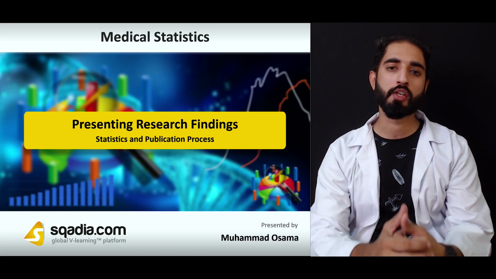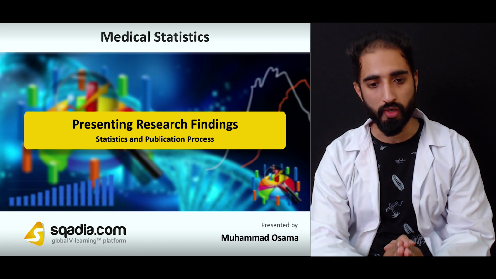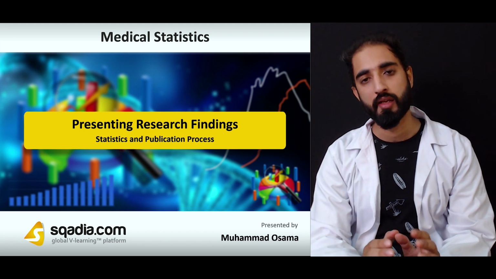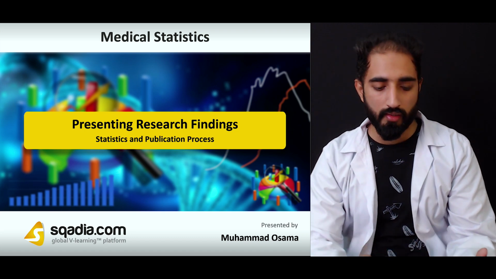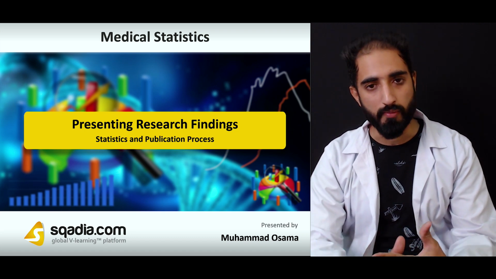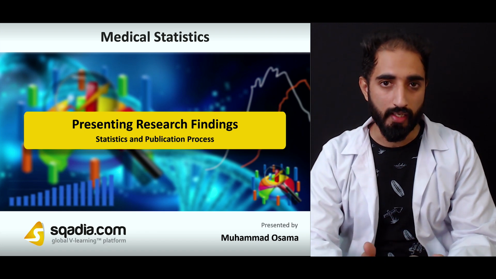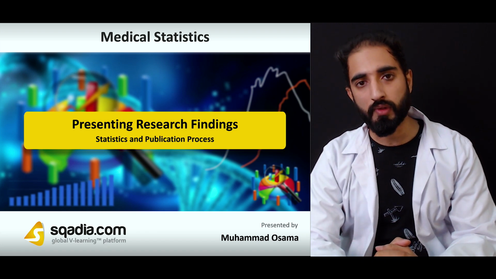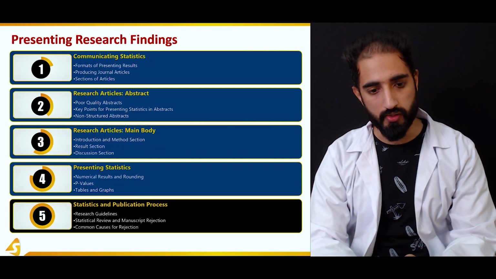Okay, here we are at section number 5 of presenting research findings, in which we're going to talk about the statistics and publication process. So we have reviewed the abstract, the body of the manuscript, and how to present our statistics in a manuscript. Now we are going to talk about the statistics and the publication process.